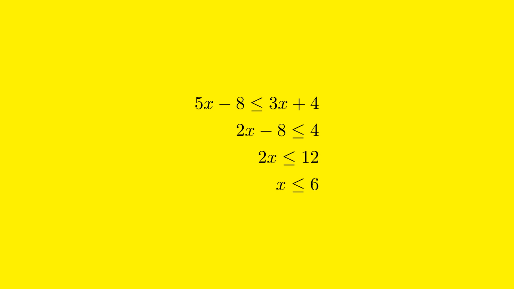Next, we want to eliminate the constant term on the left side of the inequality. So add 8 to both sides. After doing this, our inequality now looks like 2x is less than or equal to 4 plus 8, which simplifies to 2x is less than or equal to 12. At this point, x is almost alone on one side. To completely isolate x, we divide each side by 2. After dividing, we end up with x is less than or equal to 12 divided by 2. So, the solution to the inequality is x is less than or equal to 6. Thus, the correct answer is D.